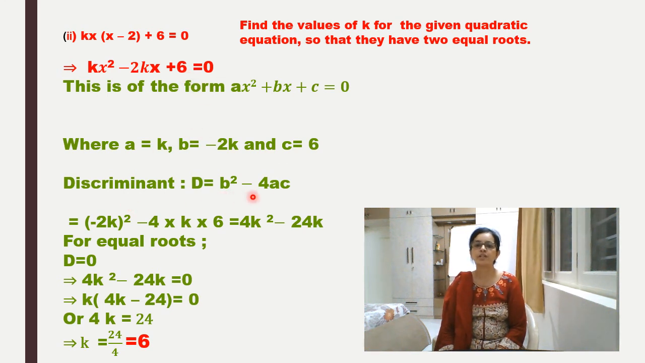What is the formula for discriminant? It is b squared minus 4ac. Replace a, b, c with the values which we have already pointed out over here. So that is k, the value of b will be minus 2k. Minus 2k whole squared will be 4k squared. And write the values of a and c in minus 4ac. You get minus 24k. Now the value of the discriminant is 4k squared minus 24k.